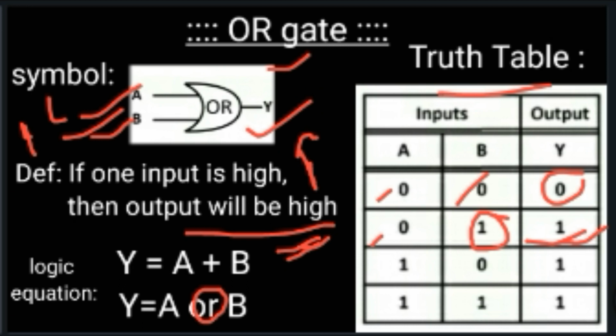Next, a is 1, that means a input is high and b is 0, b is low. And if we have one high input then output will be 1. Therefore y is equal to 1. In the last part, both the inputs are high, that means a is 1 and b is also 1, so the output will be 1 because here two inputs are 1.